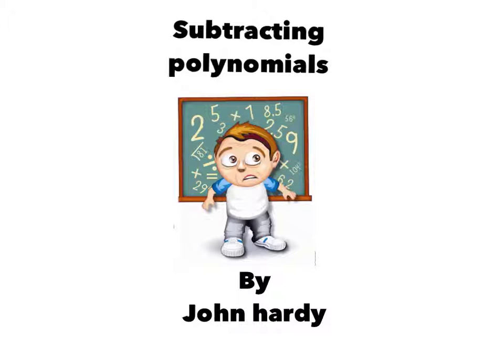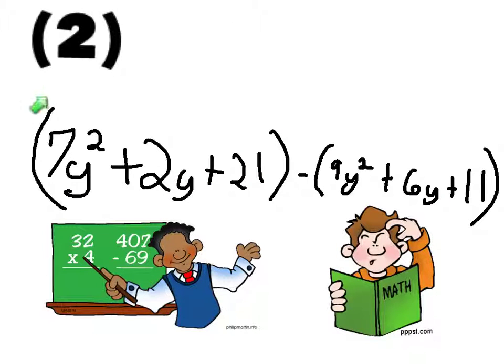Next slide. Alright, today we're going to work on problem number 2. So this problem right here, I'll read it off to you. You have to write down 7y squared, if you can see the pointer, plus 2y plus 21, take away 9y squared plus 6y plus 11. And I'll show you how to do it on the next slide.